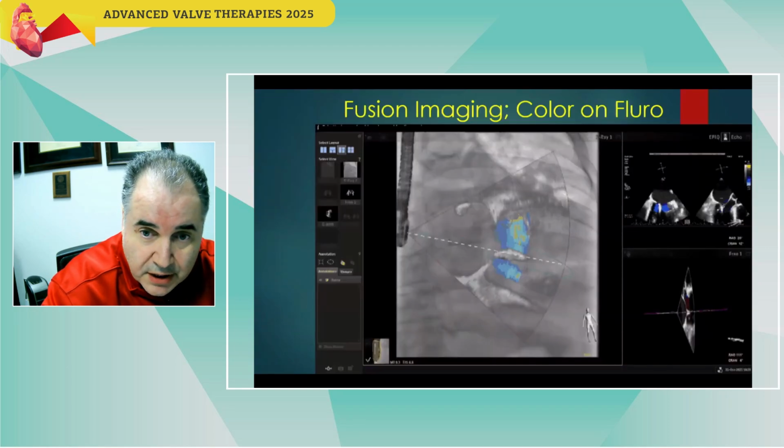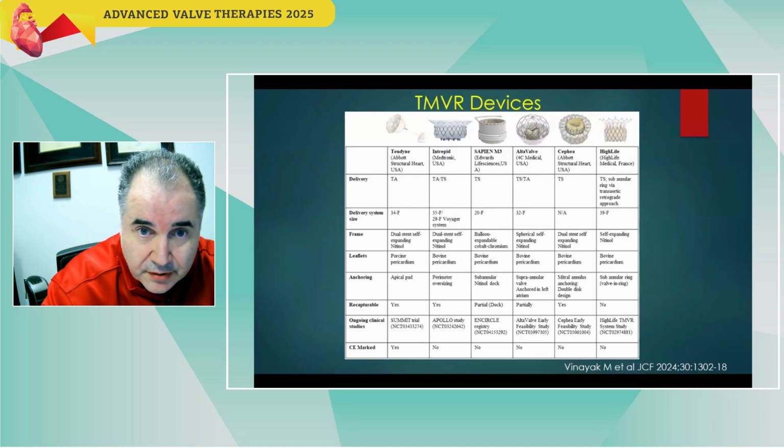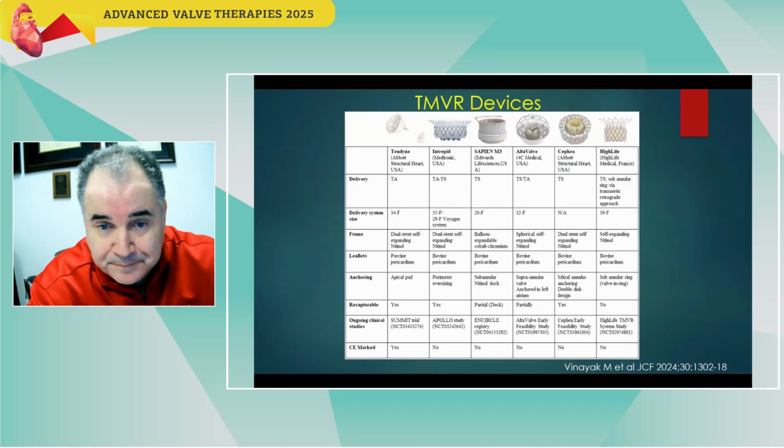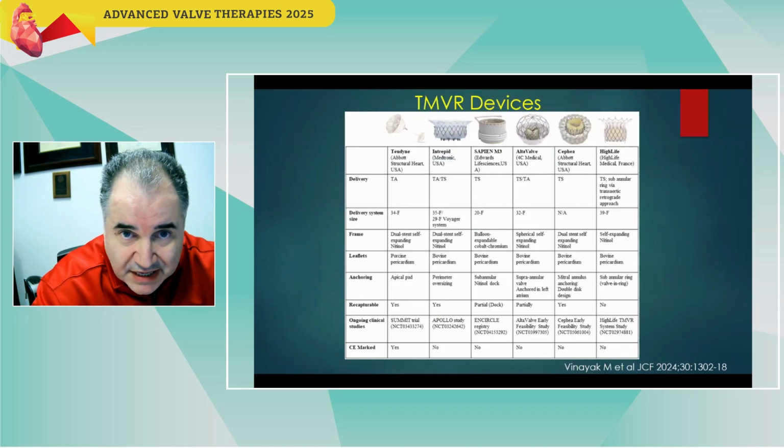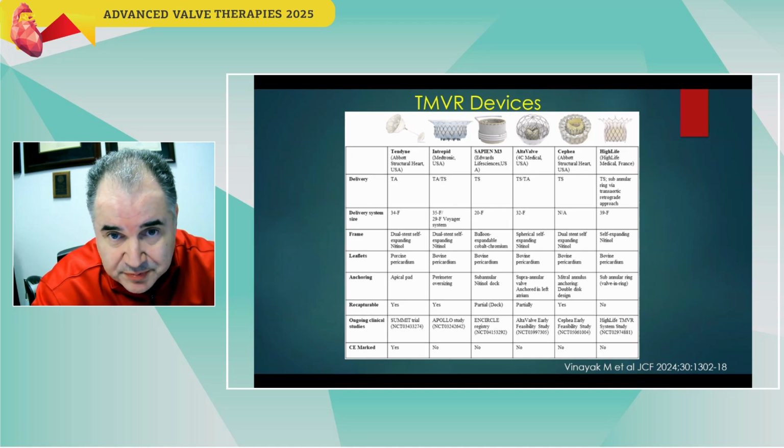And here, by the fusion imaging, there is no color. So moving on to transcatheter mitral valve replacement.